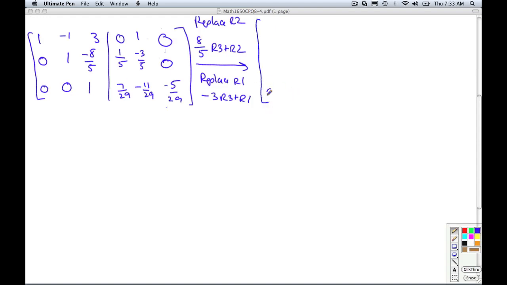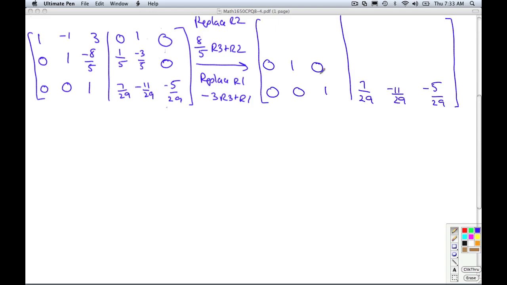So row 3 I'm keeping the same. 0, 0, 1, 7/29, negative 11/29, negative 5/29. And I'm going to multiply this row by 8/5 and add it to row 2. When you multiply by 0, you just get 0, and I add it. And notice by doing this, I'm not messing up the pattern I have up here. When I multiply this by 8/5 and add it, I get the 0 that I want.